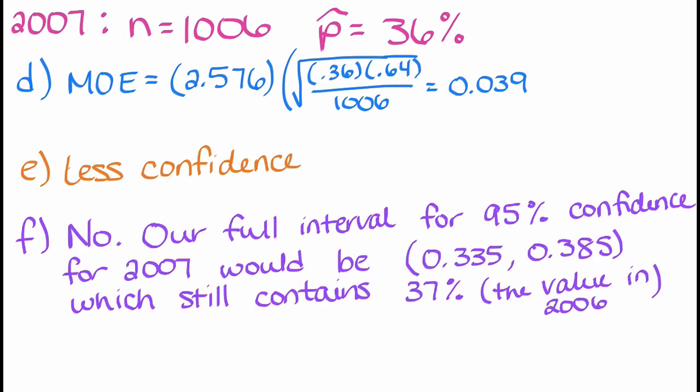And then F, no, our full interval for 95% confidence for 2007 would be between 0.335 to 0.385, which still contains 37%. So that value from 2006 still falls within our interval. Remember, to get our interval, we take our sample proportion, which is 36%, plus or minus that margin of error value that we got.